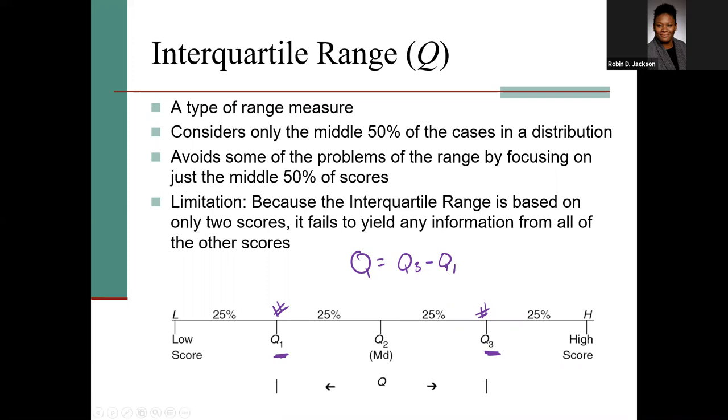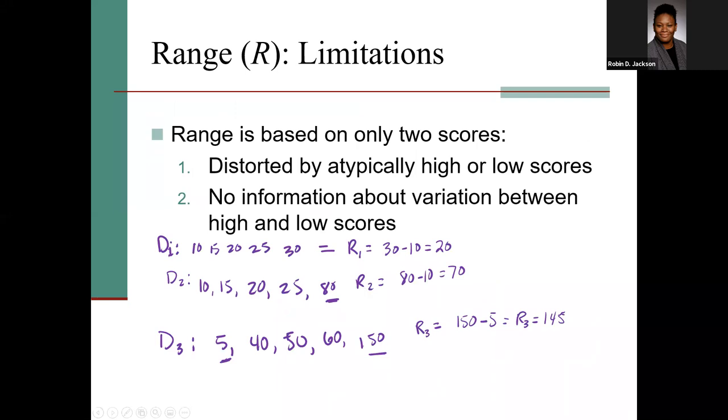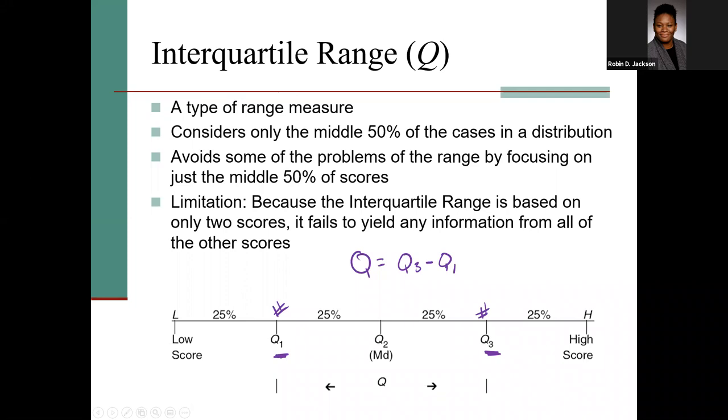Again, remember that the quartiles divide the distribution into quarters, so 25%. There are 3 quartiles in a distribution. They're called the first quartile, which is Q1, the second, Q2, and the third, Q3.